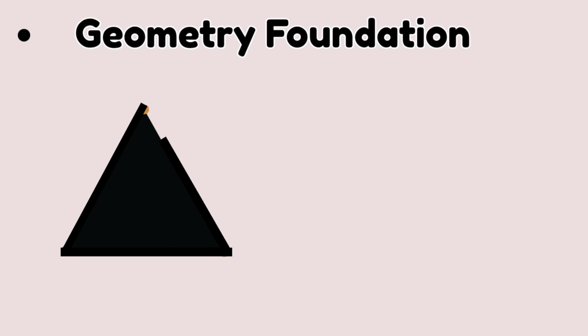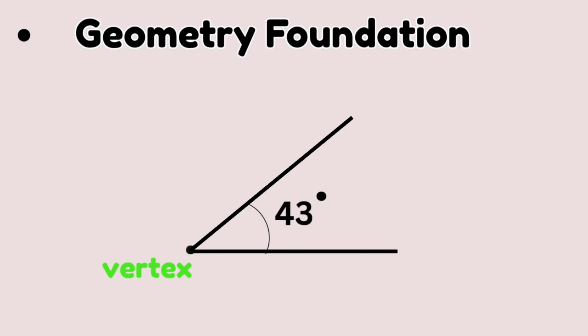Geometry begins to sparkle when we introduce angles. An angle forms where two lines meet at a common point, called the vertex. We measure angles in degrees, capturing how much those lines diverge.